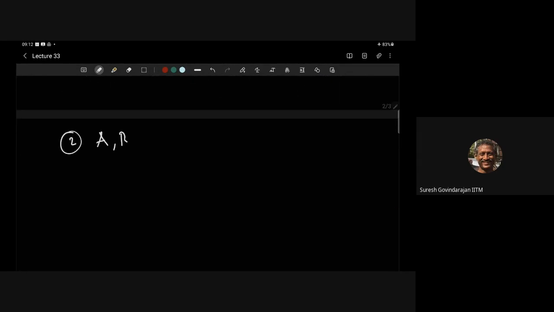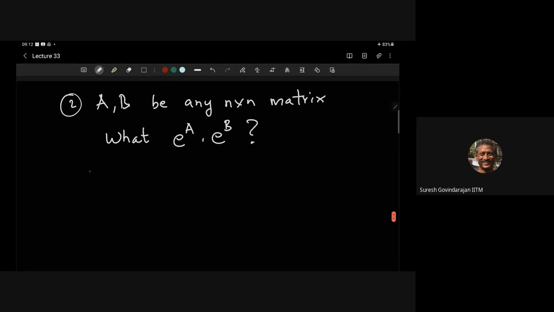So let A be any n by n matrix. Now we want to multiply. What is e power A times e power B? The naive guess. Does anybody have a guess? Naive guess? Anybody? E power A plus B. Exactly.